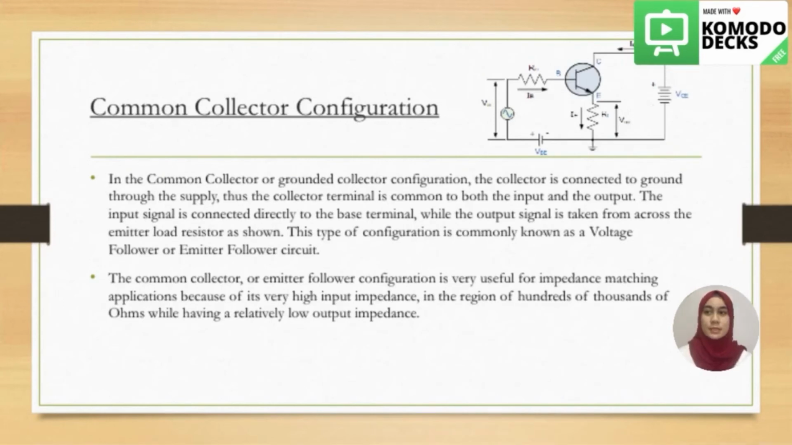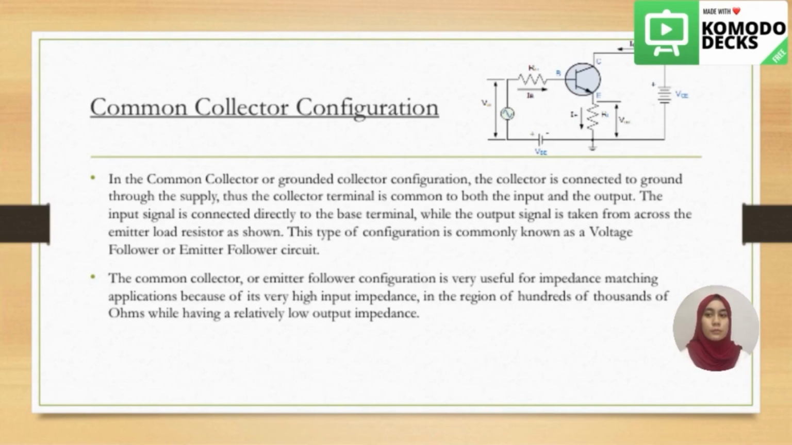The next one is the common collector configuration. In the common collector or grounded collector configuration, the collector is connected to the ground through the supply. Thus, the collector terminal is common to both the input and the output. The input signal is connected directly to the base terminal, while the output signal is taken from across the emitter load resistor. This type of configuration is commonly known as a voltage follower or emitter follower circuit.